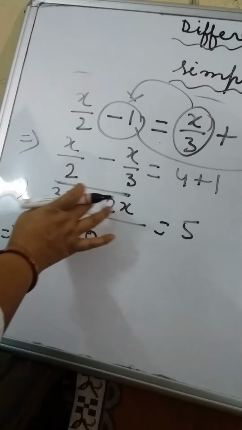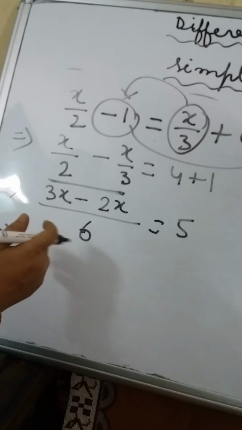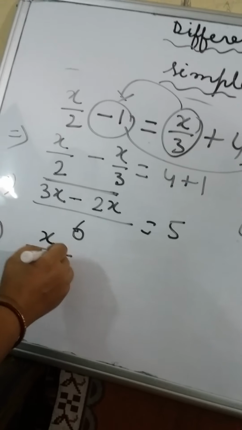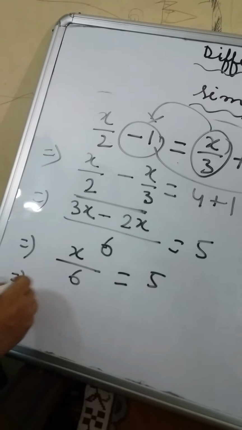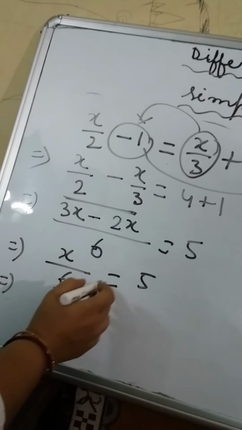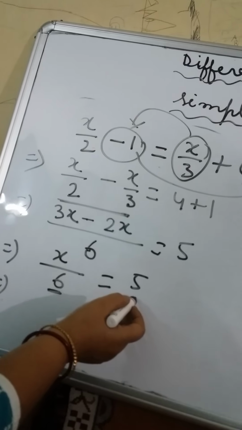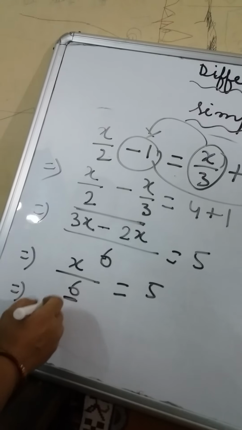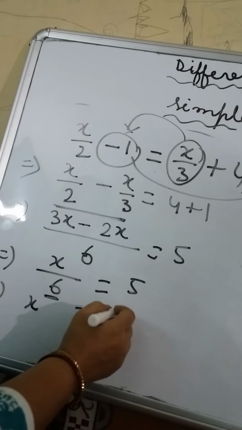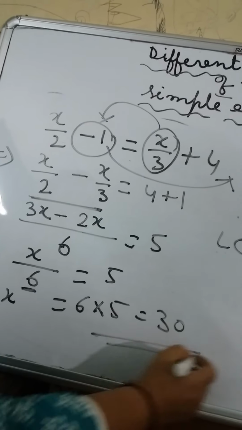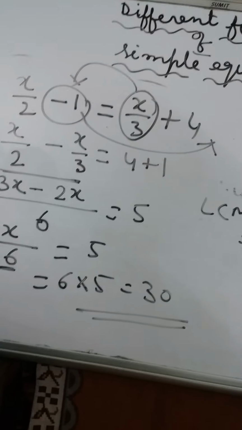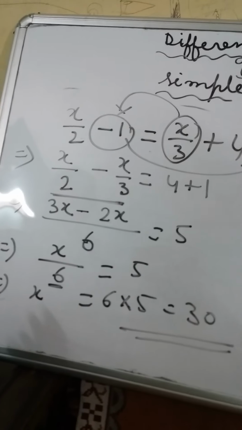Now in the numerator, 3x minus 2x is x. x by 6 is 5. Here it is division, so when it transposes to the right hand side, it will become multiplication. So x equals 6 into 5 is 30. That is its solution. These are the forms.